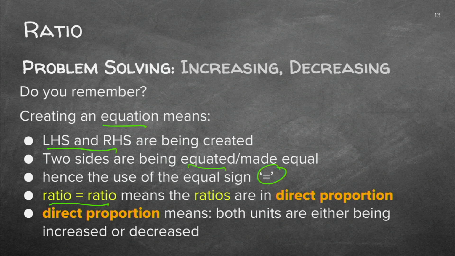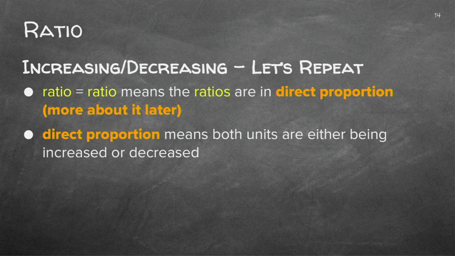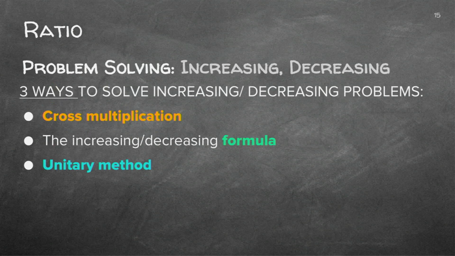And remember, direct proportion we're going to do later. Remember that both units are either increasing or decreasing. Both of them. That is what a ratio problem is doing. I'm saying again, we are going to equate 2 ratios. They are in direct proportion. A little bit about it later. And direct proportion means both units in these 2 ratios are either being increased or decreased.